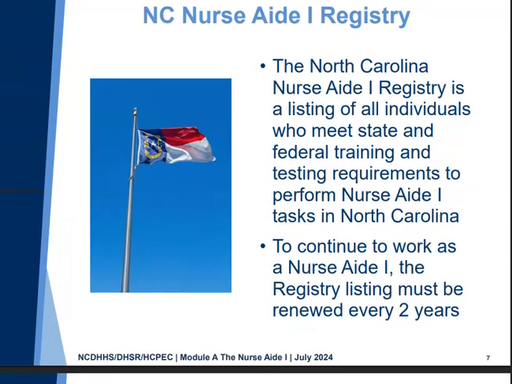Okay, Nurse Aid 1 Registry. The North Carolina Nurse Aid 1 Registry is a listing of all individuals who meet state and federal training and testing requirements to perform Nurse Aid 1 tasks in North Carolina. So their rules say that once you are certified, you are on the registry, you have to continue to work as a Nurse Aide 1 to keep yourself on the registry. You have to renew your registry listing every 2 years.